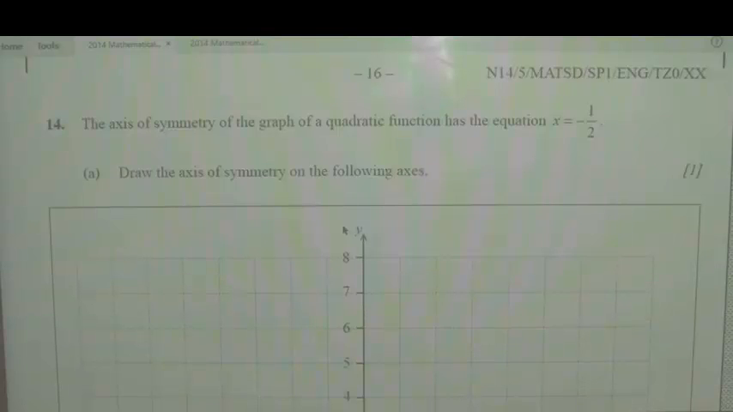Question number 14. I'm going to stand off to the side for a moment because it has a rather large graph. But first, just to read through the question. It's told me the axis of symmetry of a graph of a quadratic function. So we know it's a parabola. So the axis of symmetry is x equal to -1/2. Draw the axis on the following grid.